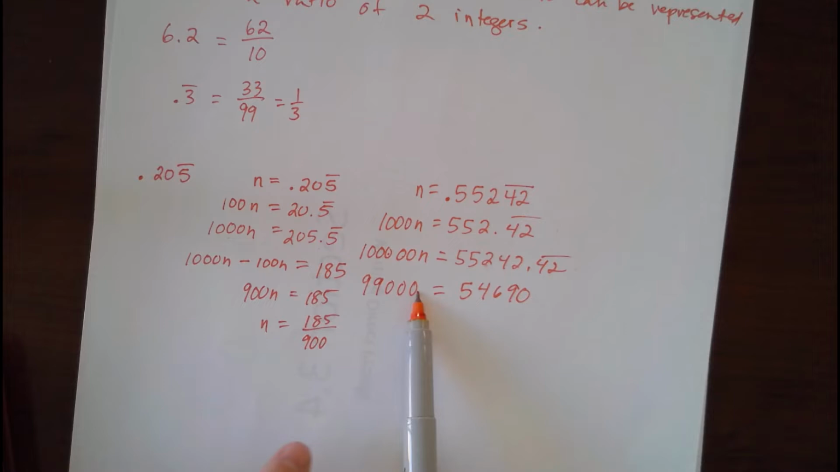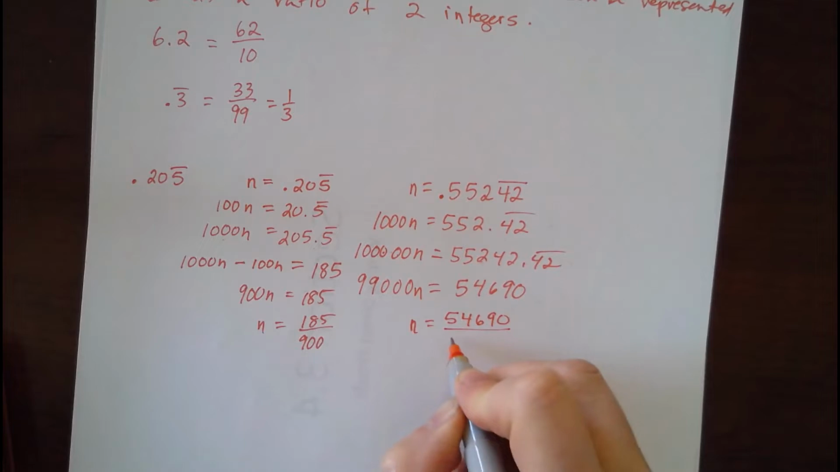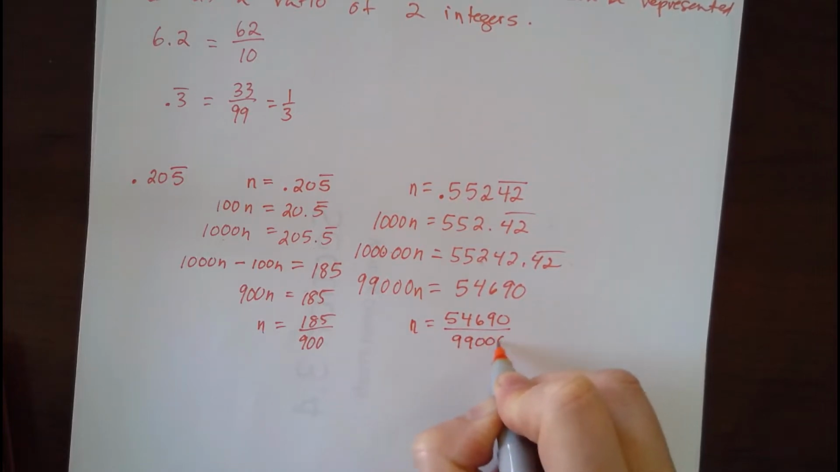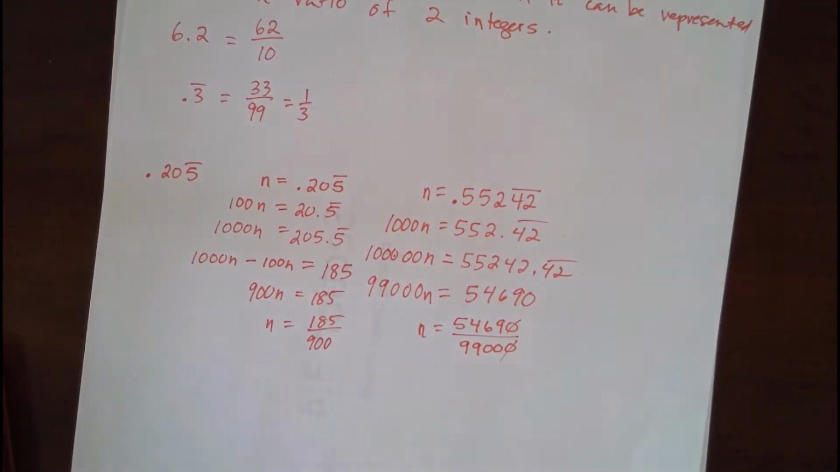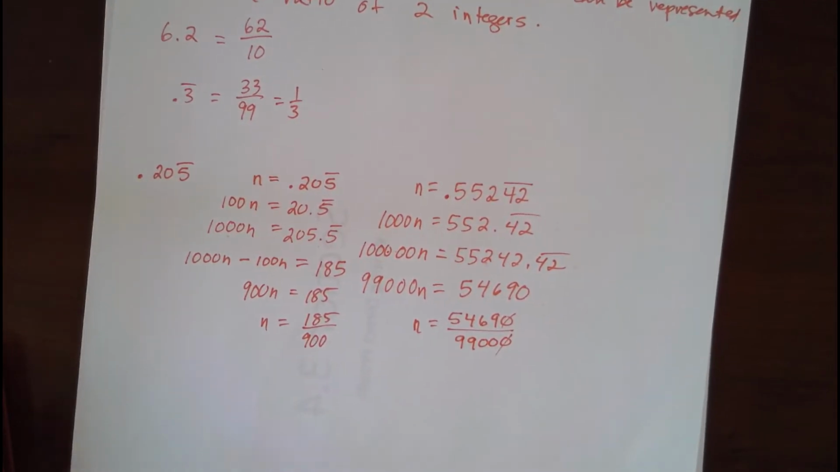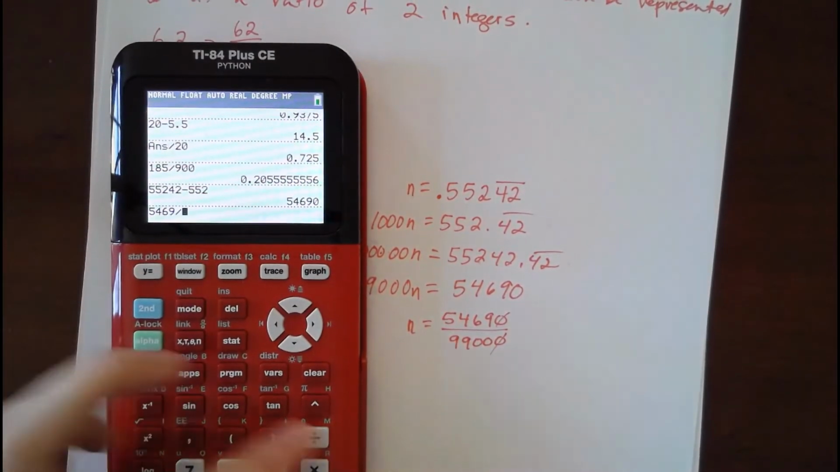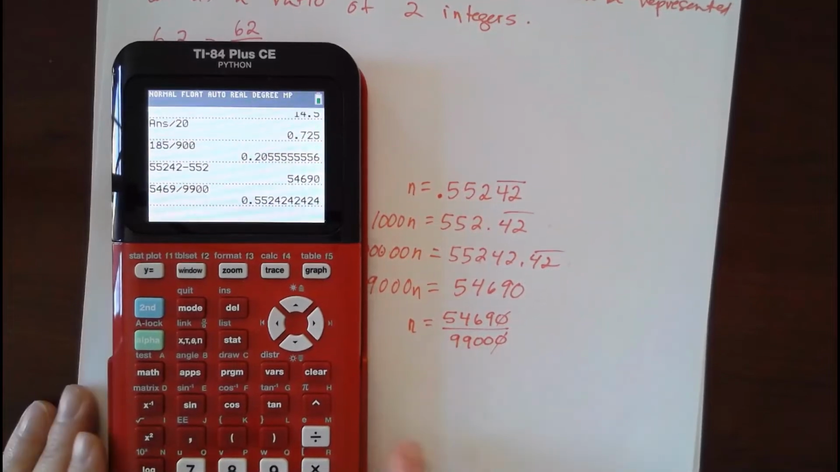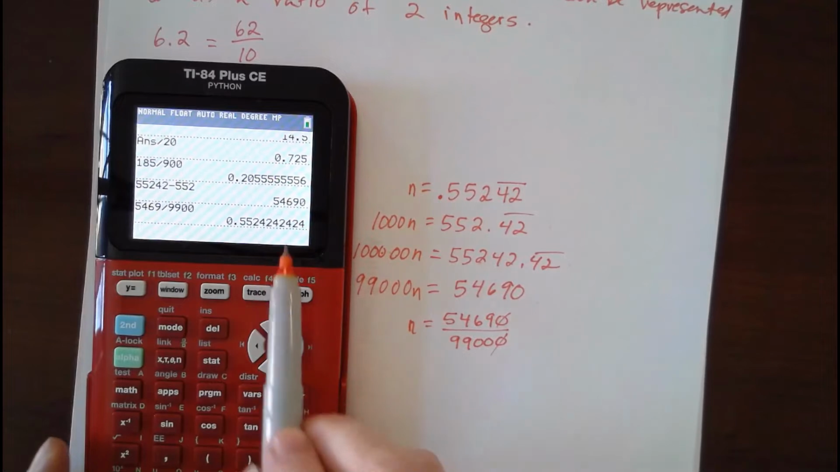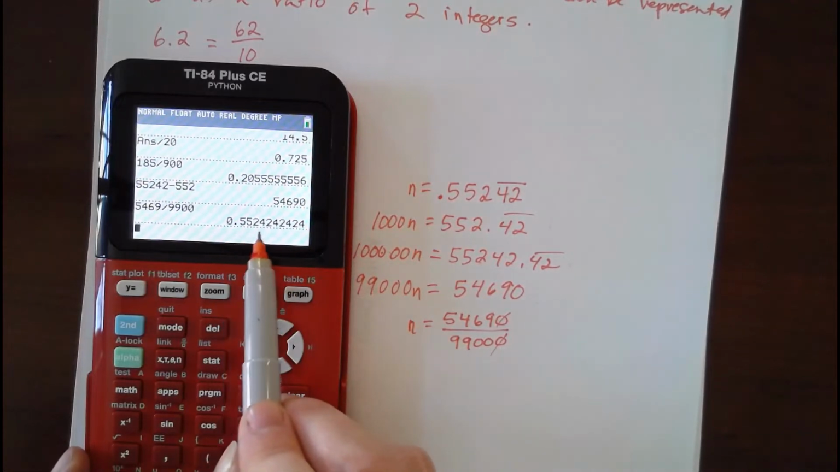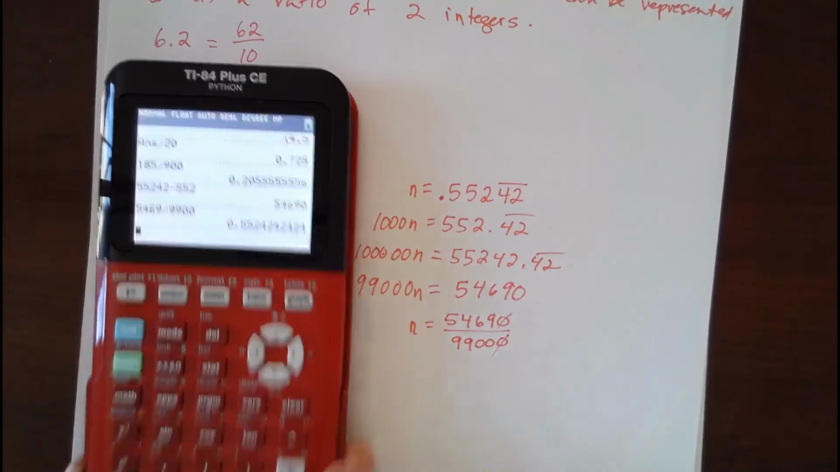Okay, and so my n would be 54690 over the 99,000. I can even reduce it a little bit. Okay, and let's see, if I have 54690 divided by 9,900, I get 5.52424244. Well, it's the 42424242 that's repeating.